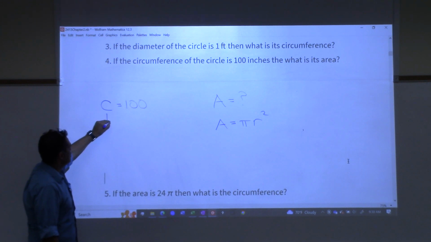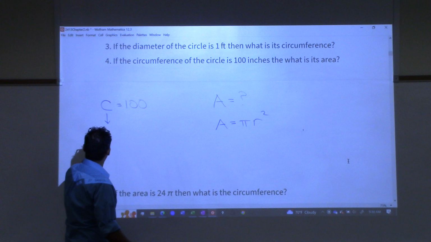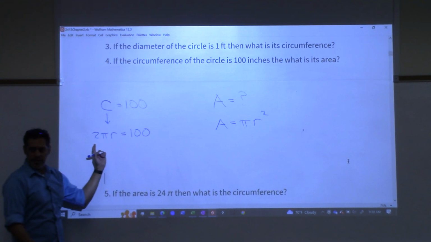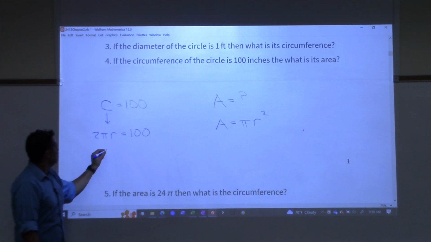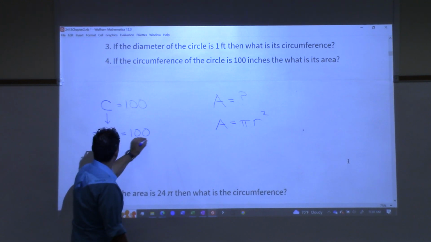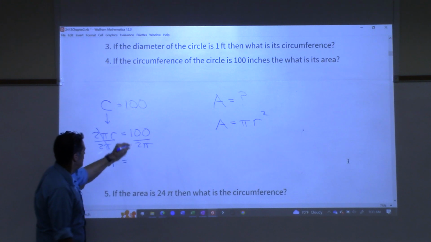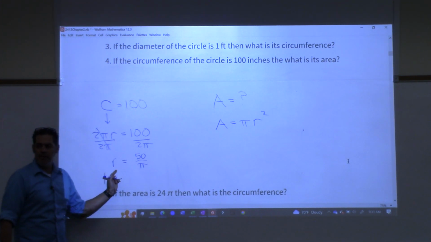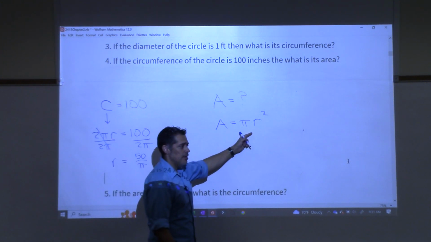What is the definition of circumference? We just said it was 2 pi r. So this is saying 2 pi r is equal to 100, right? And can you solve this for r? Divide by 2 pi on both sides. So if I divide by 2 pi, these go away, and r is, reducing that, 50 over pi. That's my radius, right?